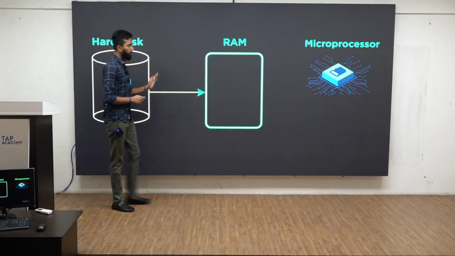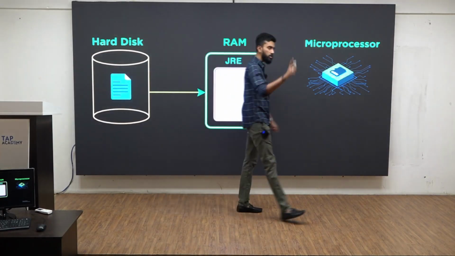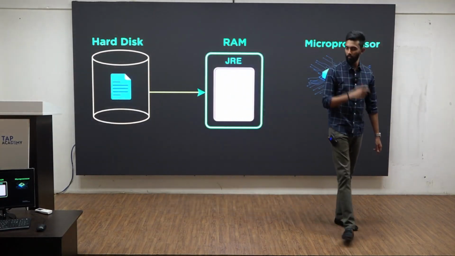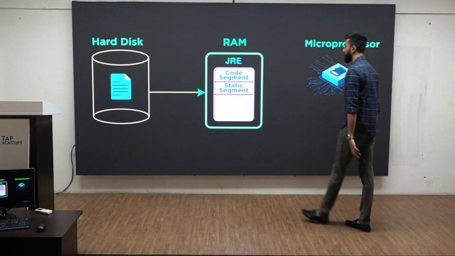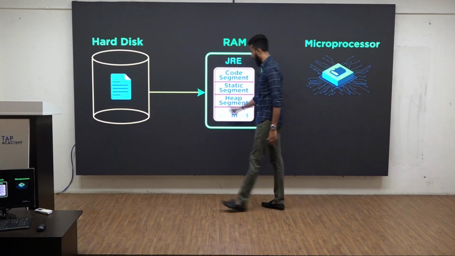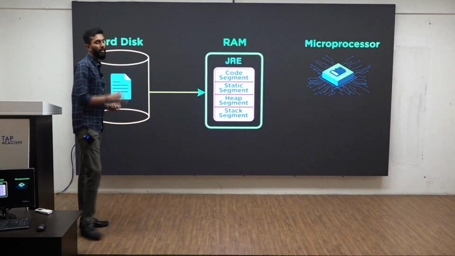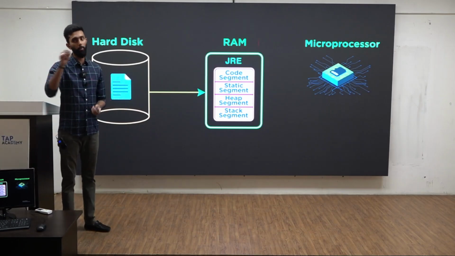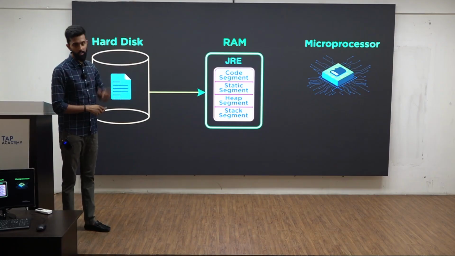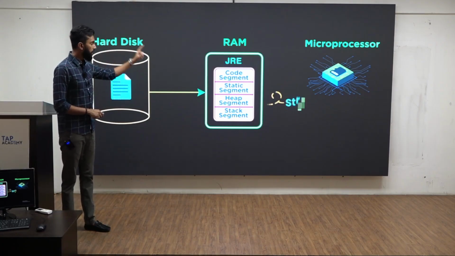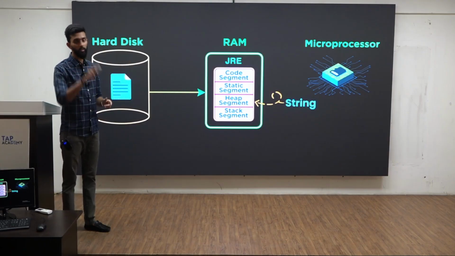In the RAM, please understand, one region is created for this program called as JRE or Java Runtime Environment. Further divided into 4 parts. Code segment, you have your static segment, you have your heap segment, you have your stack segment. This also everybody knows. Now think logically and answer. I told you strings are objects. If strings are objects, where do you think memory is allocated? Objects are always created in the heap, which means strings are created inside the heap.